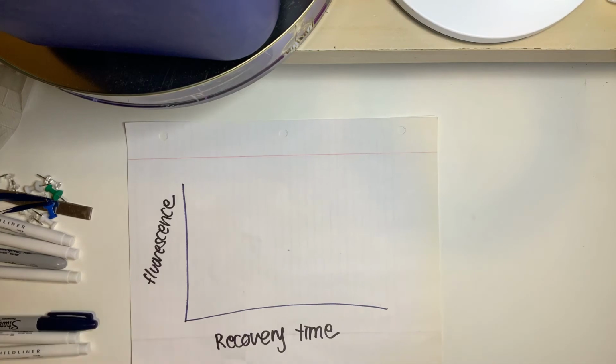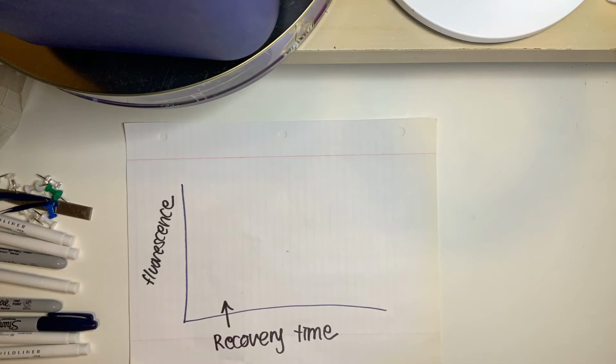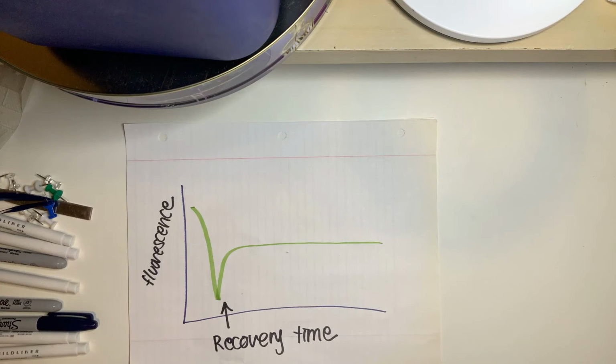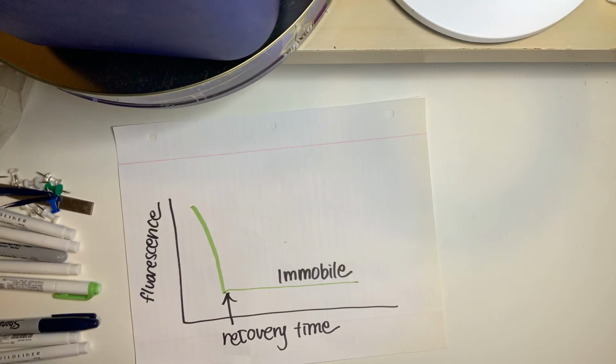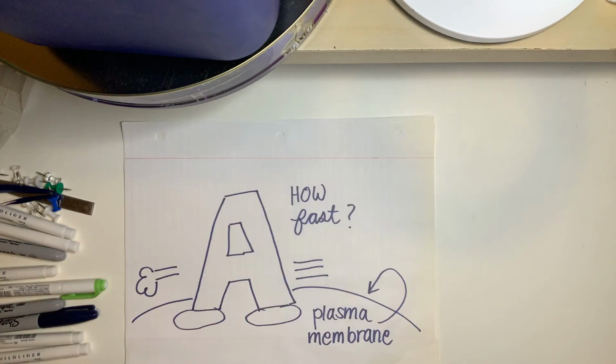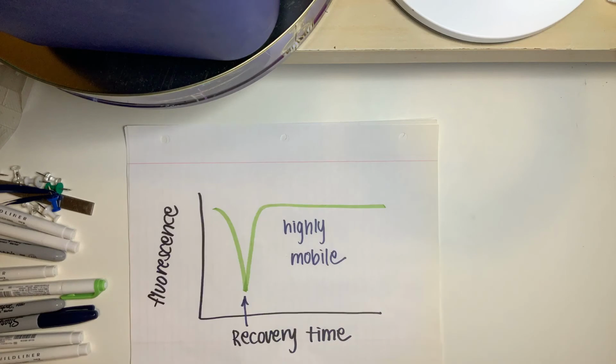For example, the arrow represents when the laser is used to bleach your ROI. You can see that fluorescence dips and starts to recover over time. In this case, your level of fluorescence doesn't recover, and you can conclude that your protein is immobile. So how fast does our protein A move? From using FRAP, we can tell that protein A is highly mobile.